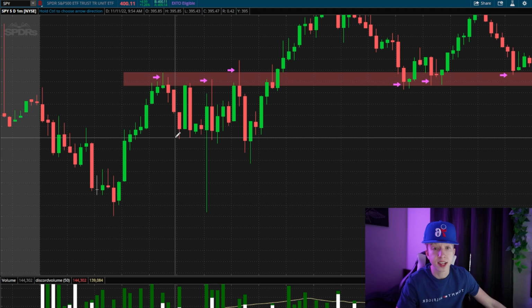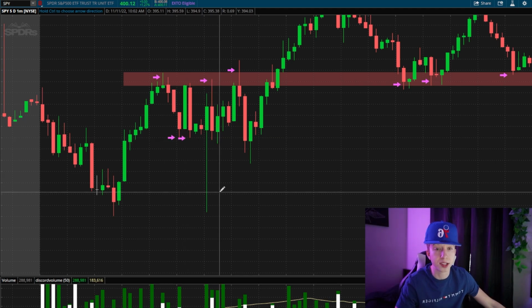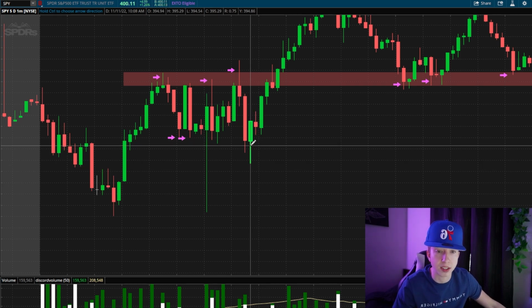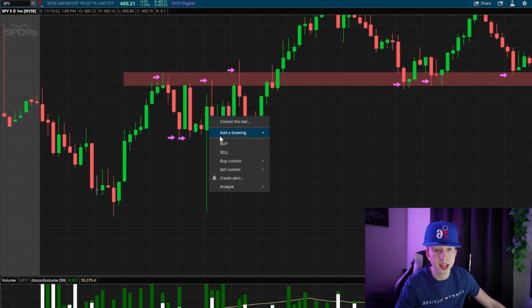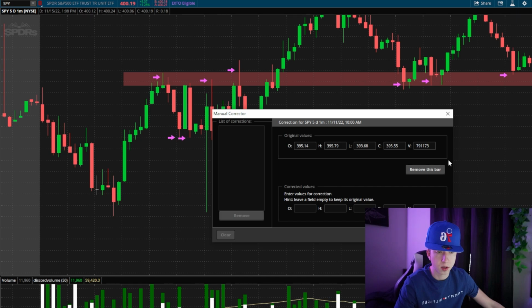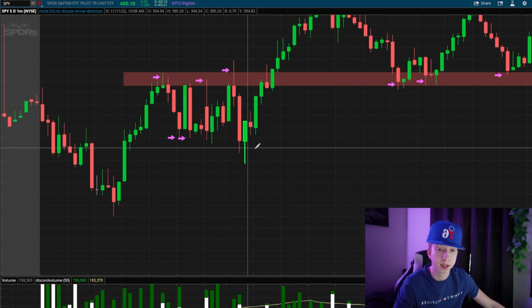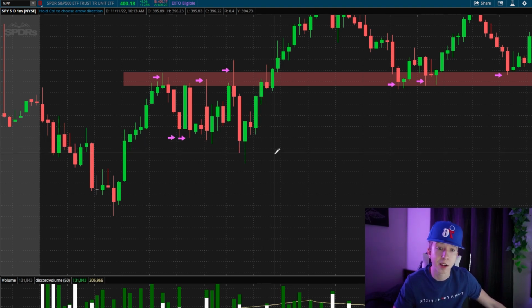You guys can see that this was starting to turn into an A-plus setup, and then we had this huge wick. I'm not a fan of these huge wicks. So if we deleted that, would this still be an A-plus setup or would it not? Will this become an A-plus setup or not?